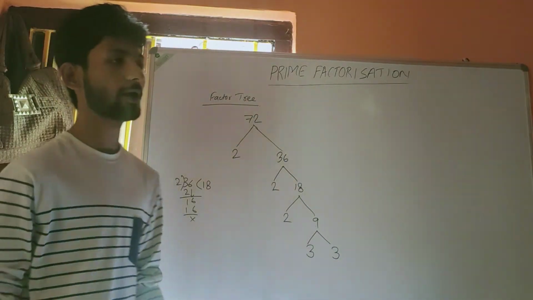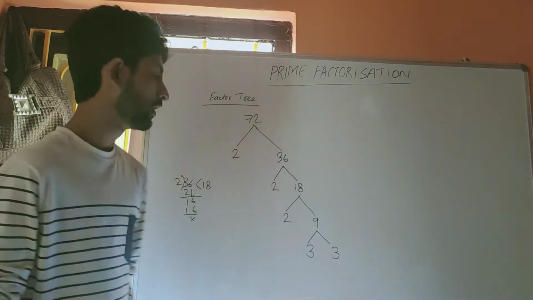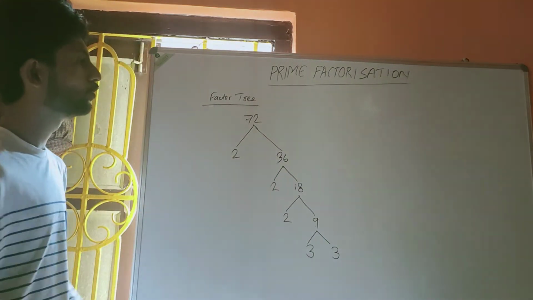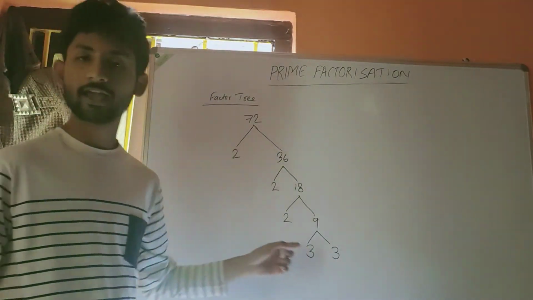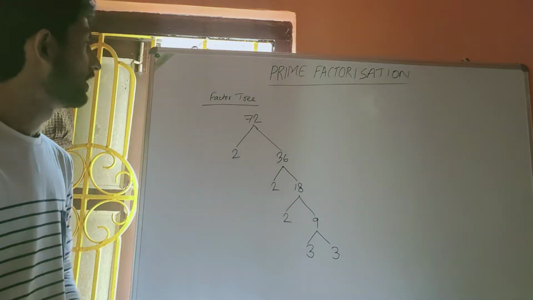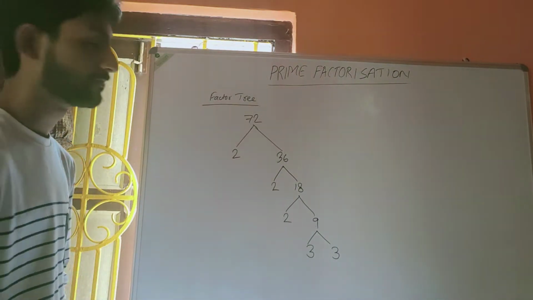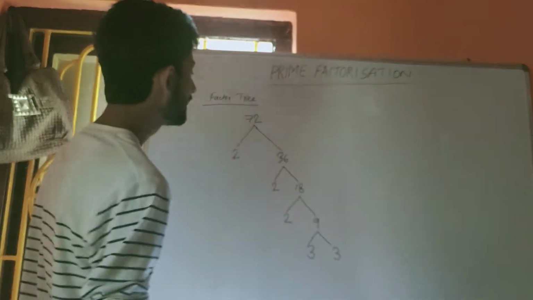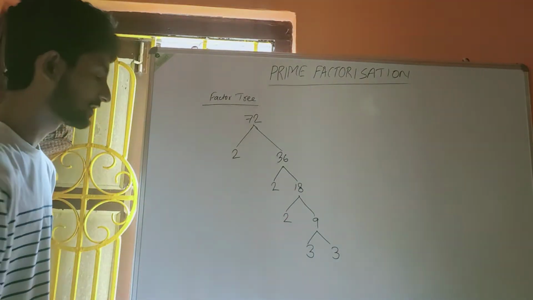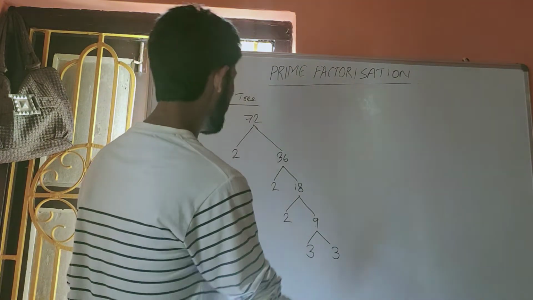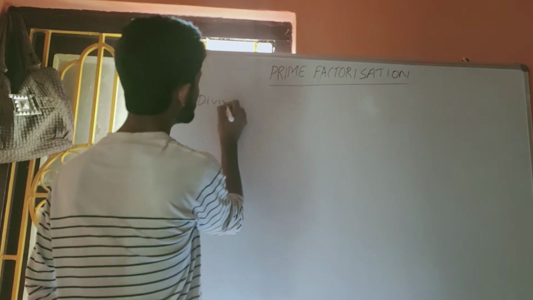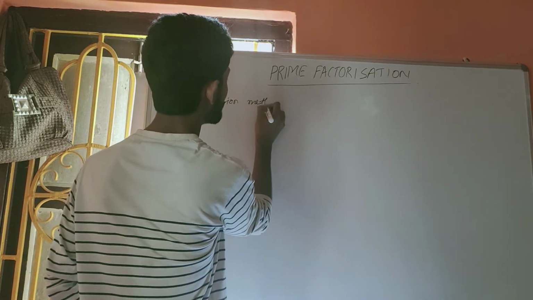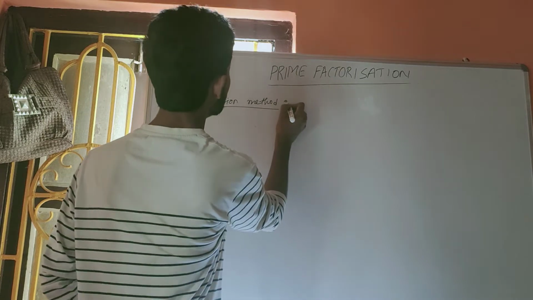There is no number left which is not a prime. All the numbers we get are prime numbers. This is the method of factor tree. I think you understood that. If you do not get this, just message me, I will reply, and I will teach you another method. What is the method name? Division method. This one is easier than the tree method.